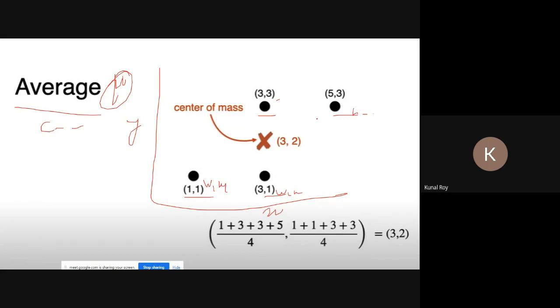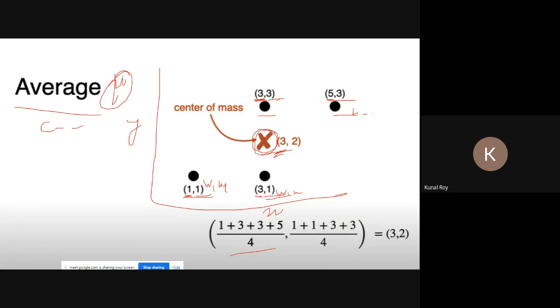Now how can we separate these data points into various types of classes? We first have to calculate the center of mass. How are we calculating? Just try to find the average between them. For the x part, we calculate 3 plus 1 plus 5 plus 3, divided by 4. So we have got the point 3. And for the y part of the average, 1 plus 1 plus 3 plus 3, divided by 4. So we have calculated the center of mass.